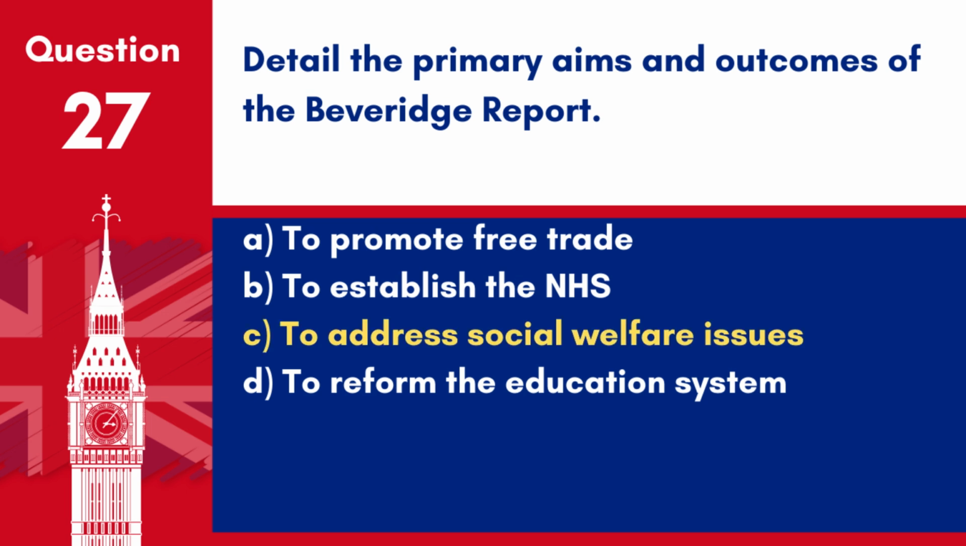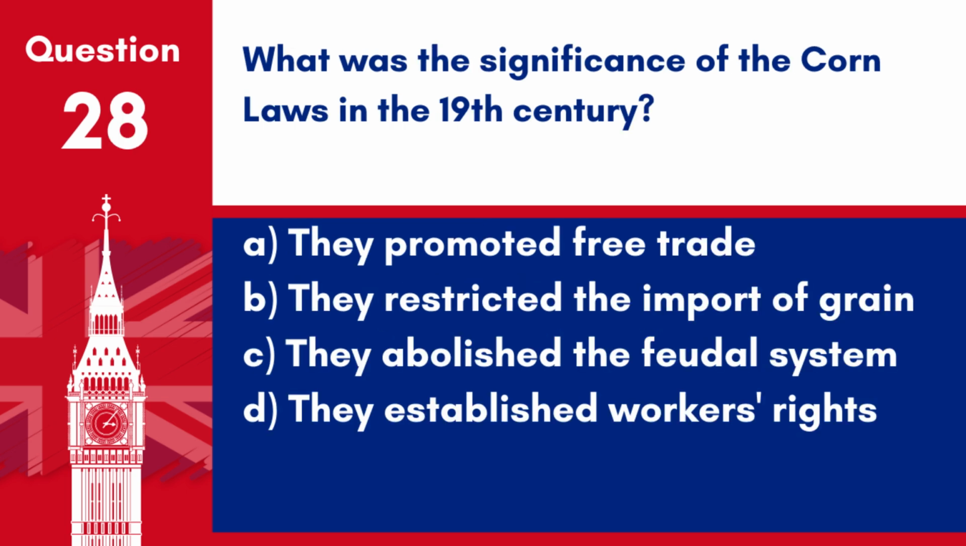Answer: C. To address social welfare issues. The Beveridge Report aimed to address social welfare issues, leading to the establishment of the welfare state. Question 28. What was the significance of the Corn Laws in the 19th century?